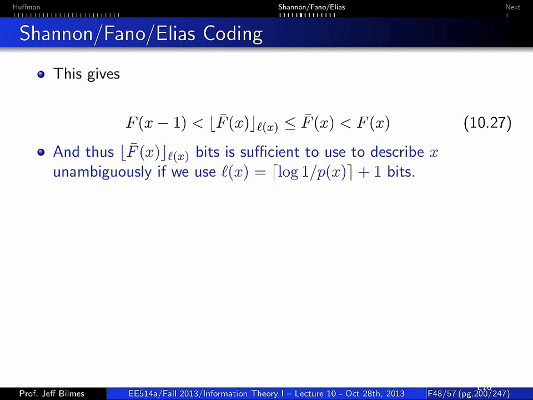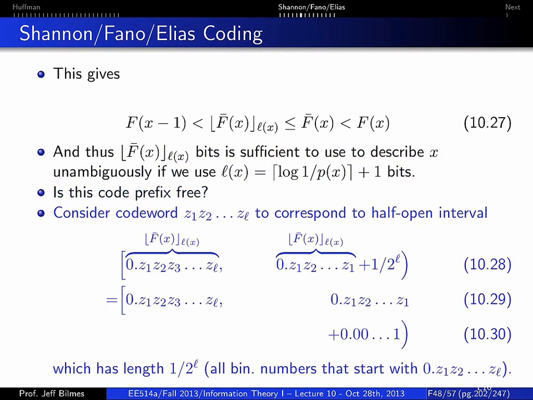So what this means then is that this degree of truncation is sufficient to describe x unambiguously, using this number of bits. Okay. Now, why is it sufficient to describe it unambiguously? Because each one of these intervals between f of x minus 1 and f of x is unique, and this is a value that lies strictly between the two. And since the intervals don't overlap, it's unique. Now the question is, is it prefix free? And that's what we care about.